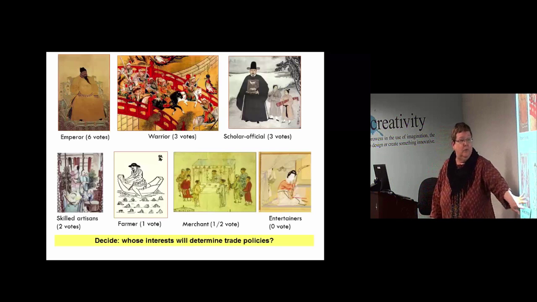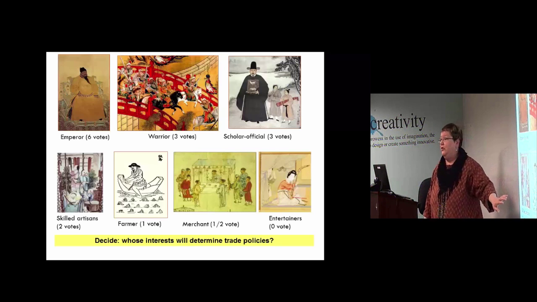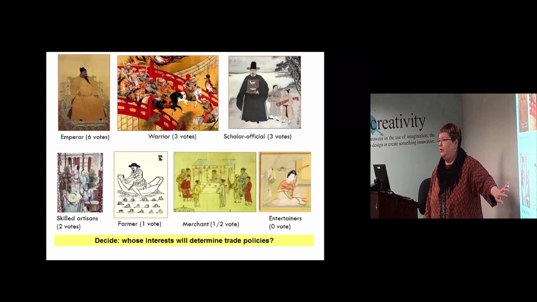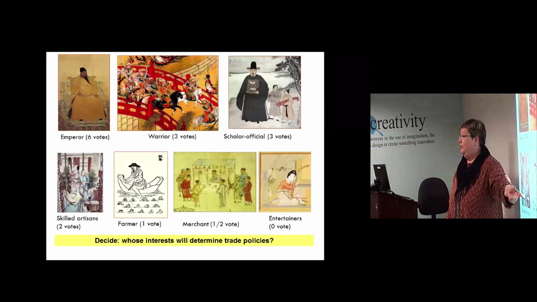Okay, we then have farmers, merchants, and entertainers. And one of the things I pointed out to the students, which I'll point out to you, is that there's a difference in the value, the social status in this one than there was from the Aztecs. The farmers are above the merchants.